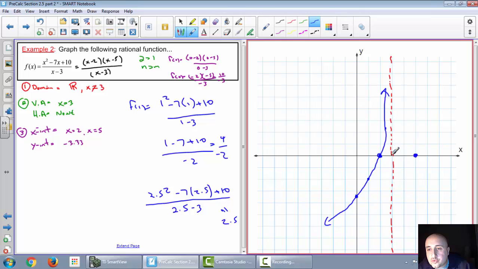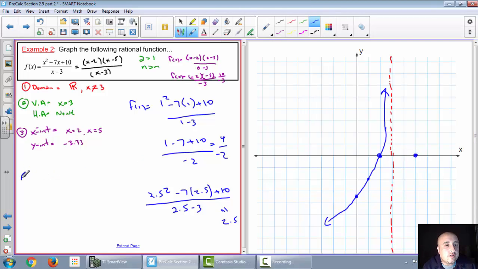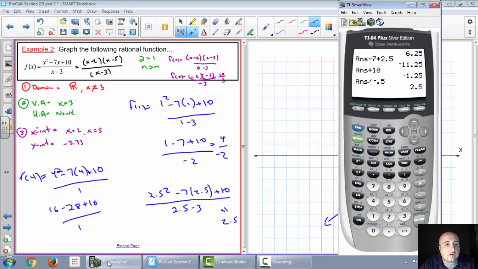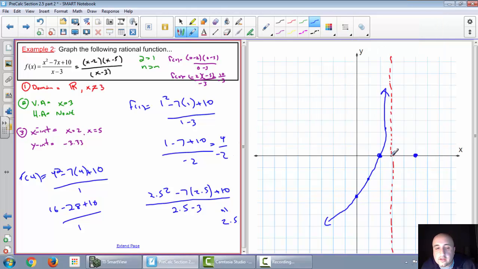Now let's plug in a number between 3 and 5. Let's plug in 4. So 4 squared minus 7 times 4 plus 10 all over 4 minus 3, that's just 1. So that's 16 minus 28 plus 10 all over 1. And what do I get? I get negative 2. So between 3 and 5, at 4, I get negative 2.